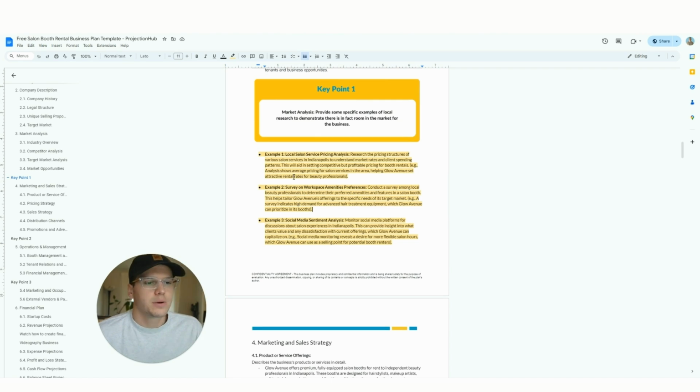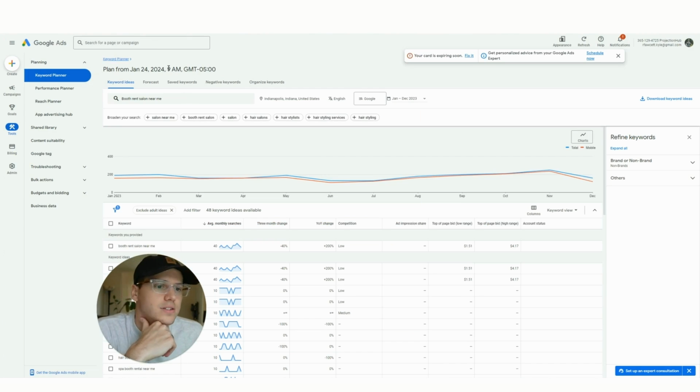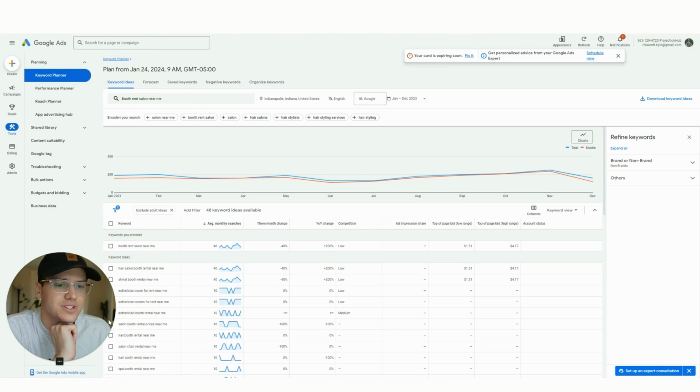And it's not listed here, but I'll show one more example. Okay, so if you go to Google Ads, you can create a free Google Ads account and you can use this tool called Google Keyword Planner. And this allows you to simulate how often certain things are being searched in a target location. So I've got this location targeted set to Indianapolis, Indiana. And then I want to know how often are people searching "booth rent salon near me," okay?